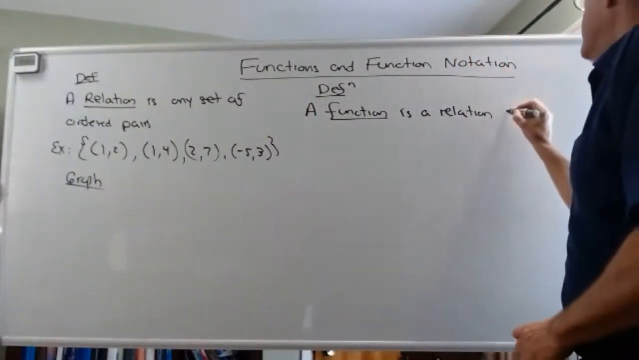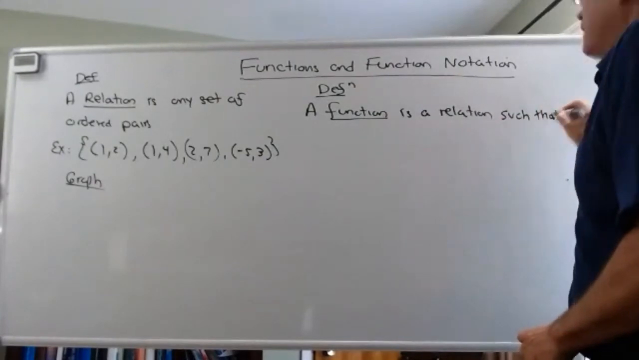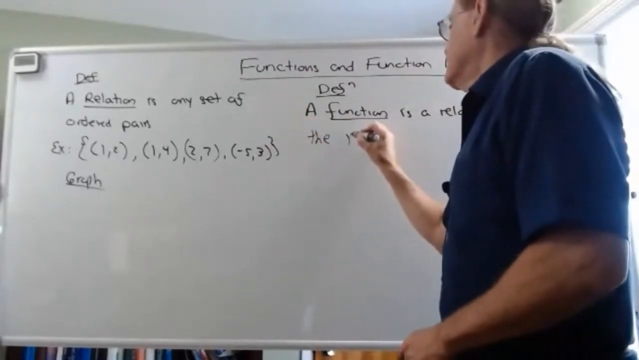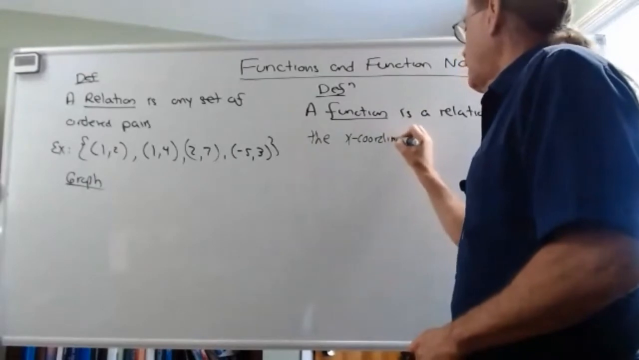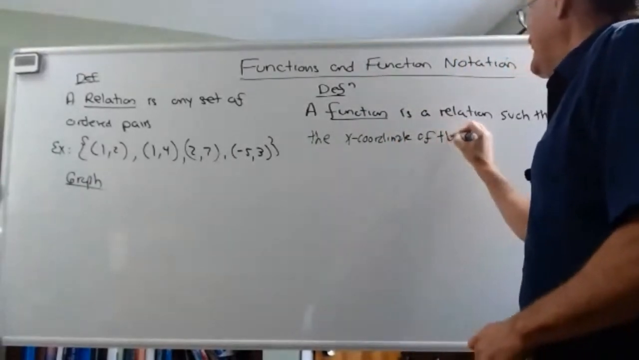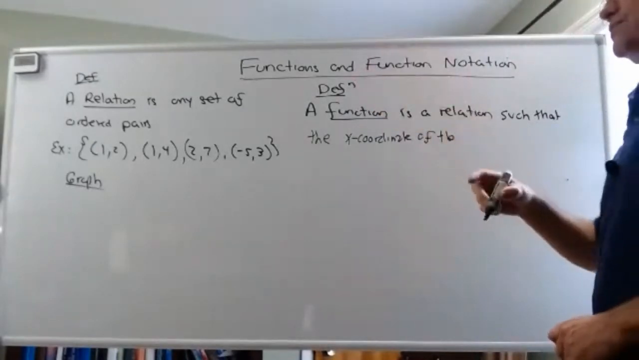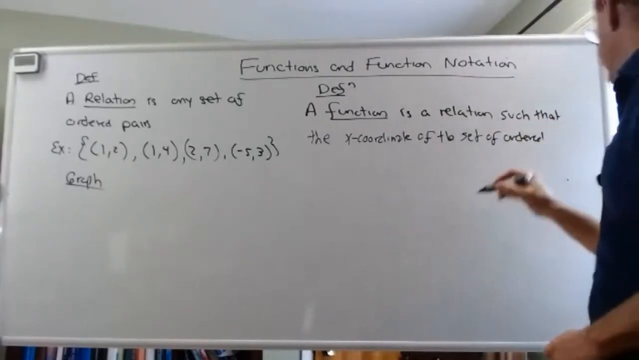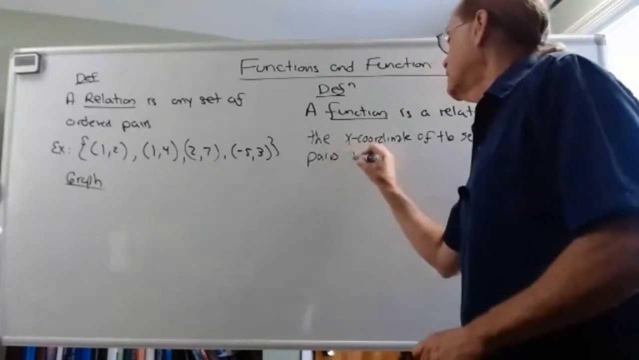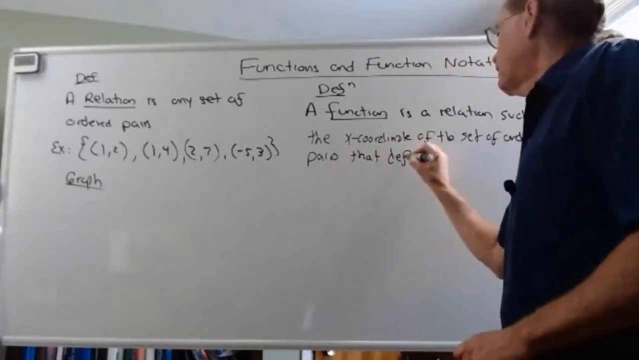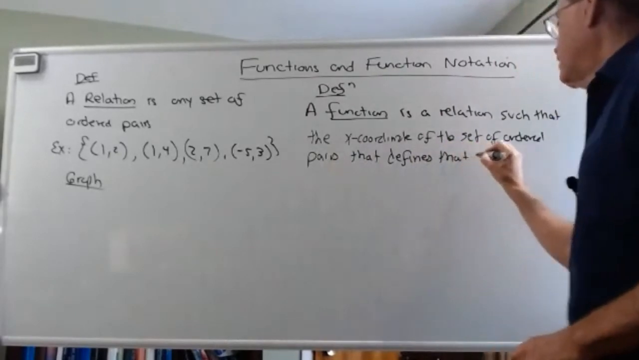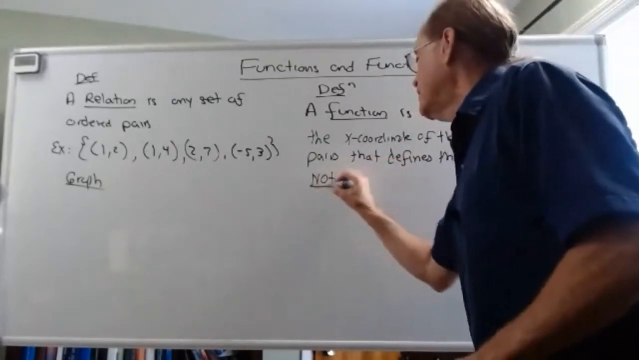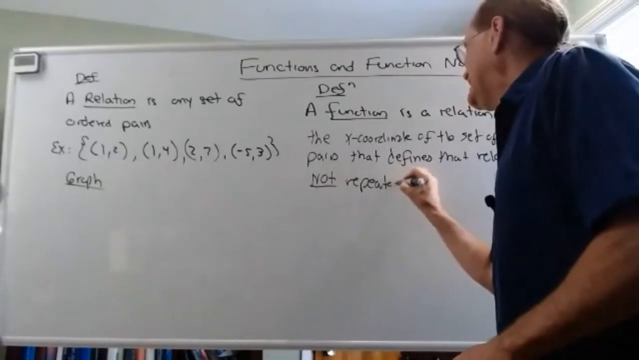A function is a relation such that the x-coordinate of the ordered pair that defines that relation, of the set of ordered pairs that defines that relation, is, and this is a critical thing, not repeated. So you have no repeated x-coordinates.